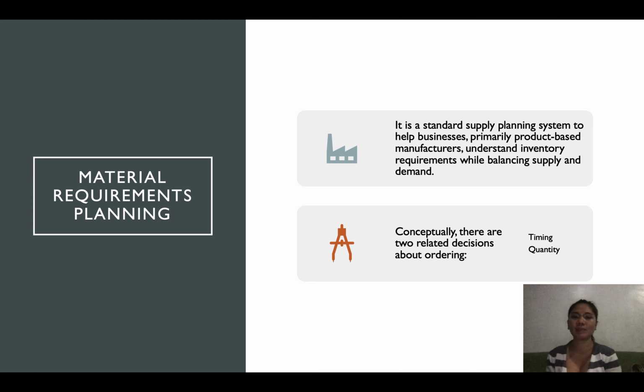Material requirements planning is a standard supply planning system to help businesses, primarily product-based manufacturers, understand inventory requirements while balancing supply and demand. Conceptually, there are two related decisions about ordering: timing and quantity. The objective of the material requirements planning is to develop a work and purchase order release plan that accounts for these decisions.